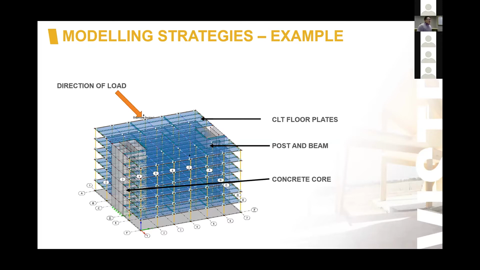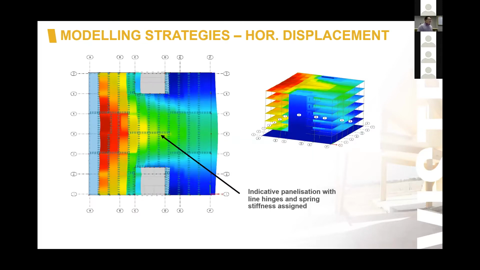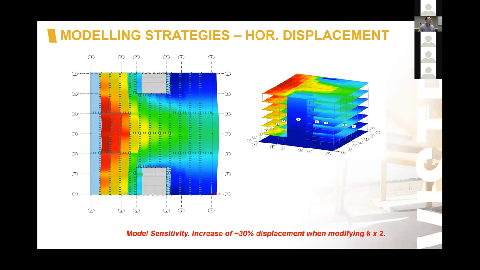We would then break the floor plate up, or panelize it, into what we would need from a structural perspective, capturing the robustness strategy that we're going to deal with. So we'd apply our indicative panelization, and then we would also apply springs or line hinges to those elements and release them as appropriate. The spring stiffness we would calculate from the ETA or from the Eurocode. And then we would run our model.